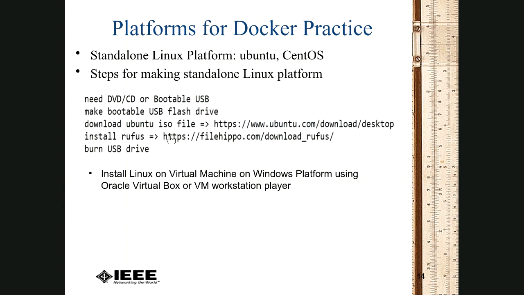Now, okay, let me repeat. I am talking about how you can make a standalone Linux machine. What is the step? The first step is that you should make a USB flash memory bootable. Bootable means that it should allow you to load the operating system from the USB. So definitely your USB should contain the ISO.